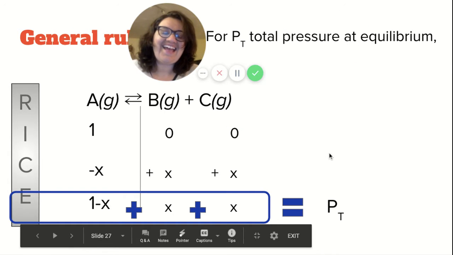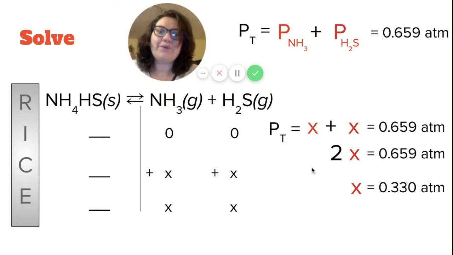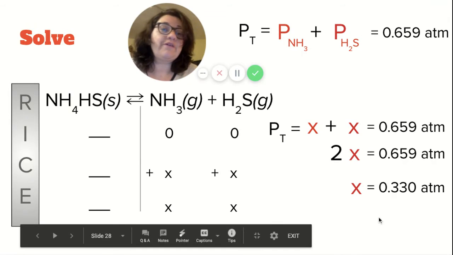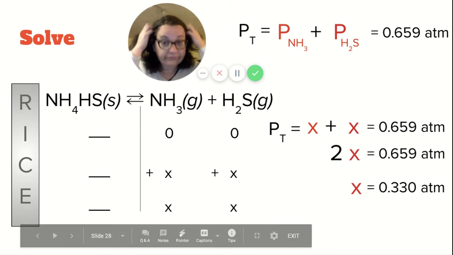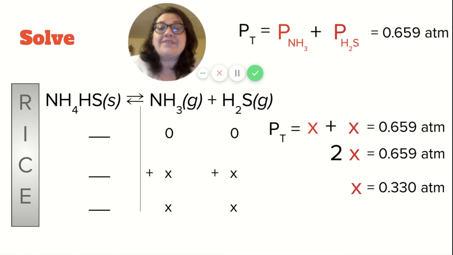So, it looks like I did this out of order. Yes, I did. Okay. So I would rewrite that as 2x equals 0.659, and then I would divide by 2, and I get x equals 0.330 to 3 sig figs. Remember, 0.330 atm. That is the partial pressure. Yes, that is the partial pressure of each of those gases at equilibrium.